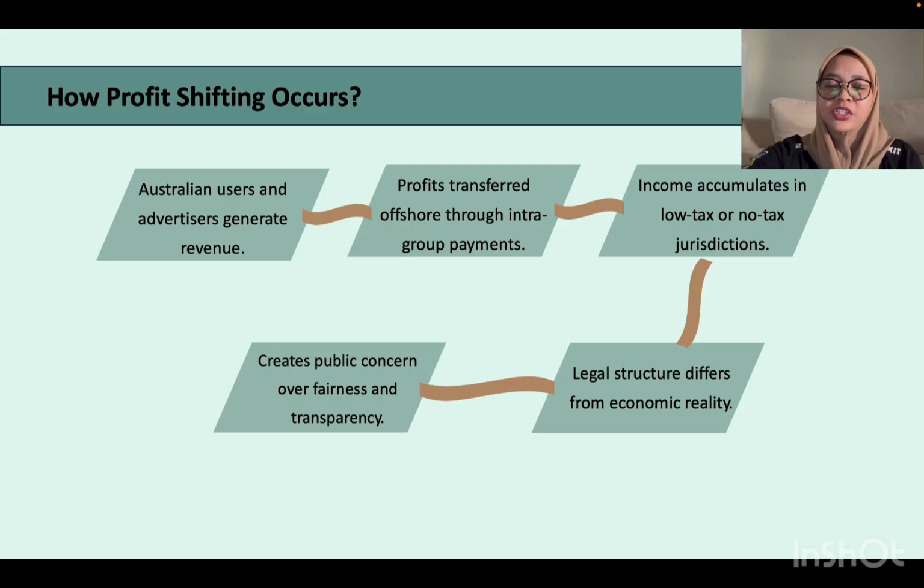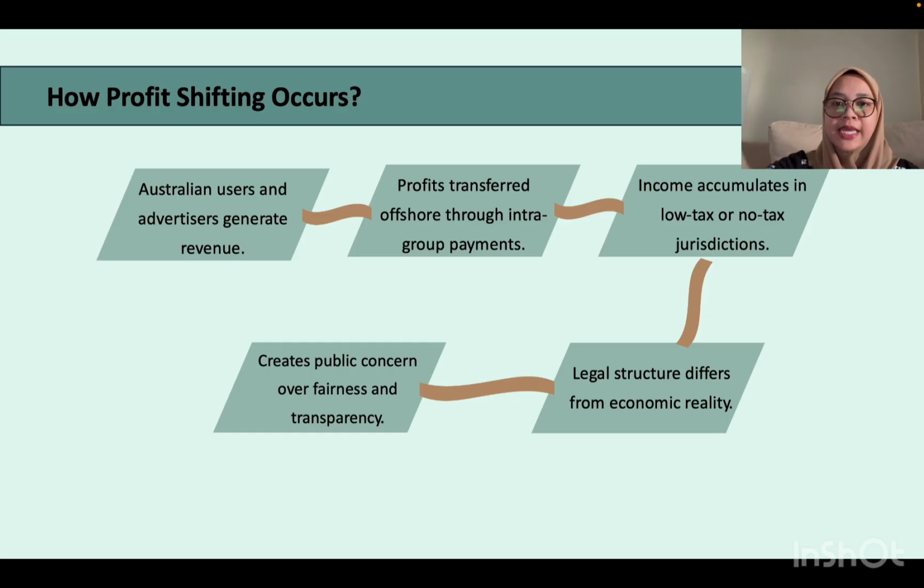So how does profit shifting occur? Profit shifting starts where real business happens. In Australia, users and advertisers generate significant revenue for multinational companies. However, instead of reporting these profits locally, companies transfer profits offshore through intra-group payments such as royalties, management fees, or interest. These payments reduce taxable income in Australia. The profit then accumulates in low tax or no tax jurisdictions, even though little or no real economic activity takes place there.